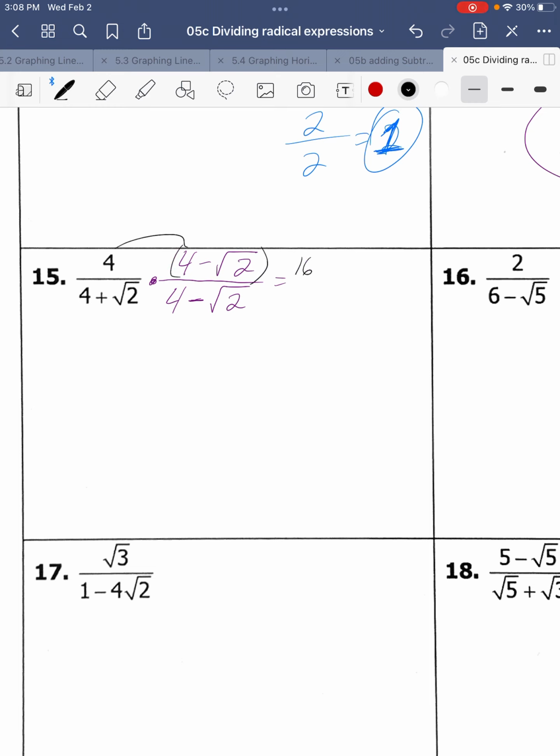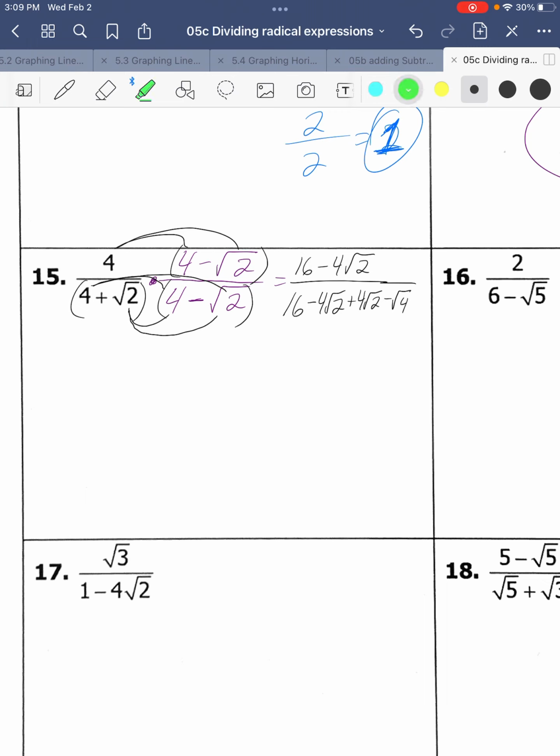4 times 4 is 16. 4 times a negative square root of 2 is a negative 4 square root of 2 in the denominator. Multiplying this out. 4 times 4 is 16. 4 times a negative square root of 2 is a negative 4 square root of 2. Square root of 2 times 4 is a positive 4 square root of 2. And the square root of 2 times a negative square root of 2 is a negative square root of 4. So you might have to rewind me and look at that again.